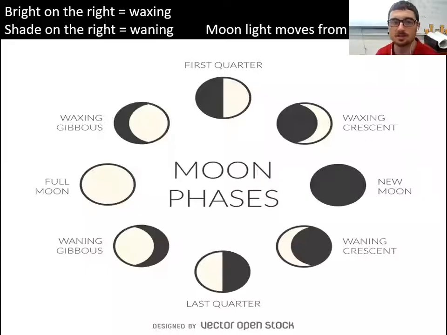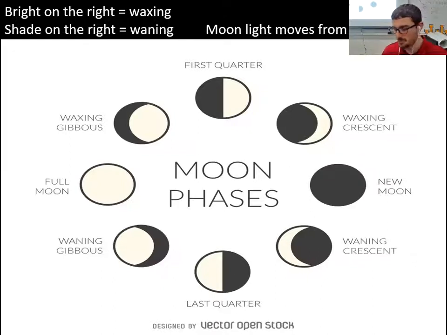So for the moon phases, there are two terms I need you to understand. Waxing means it's bright on the right side. Waning means it's a shade on the right side, okay? To be more specific, if a moon is waxing, it's getting brighter, as if you're waxing a car, cleaning the car up, making it look shinier. That's the idea. And if it's getting more shaded over time, that's waning. Like we see the sun during a sunset, the light is waning. It's going away.